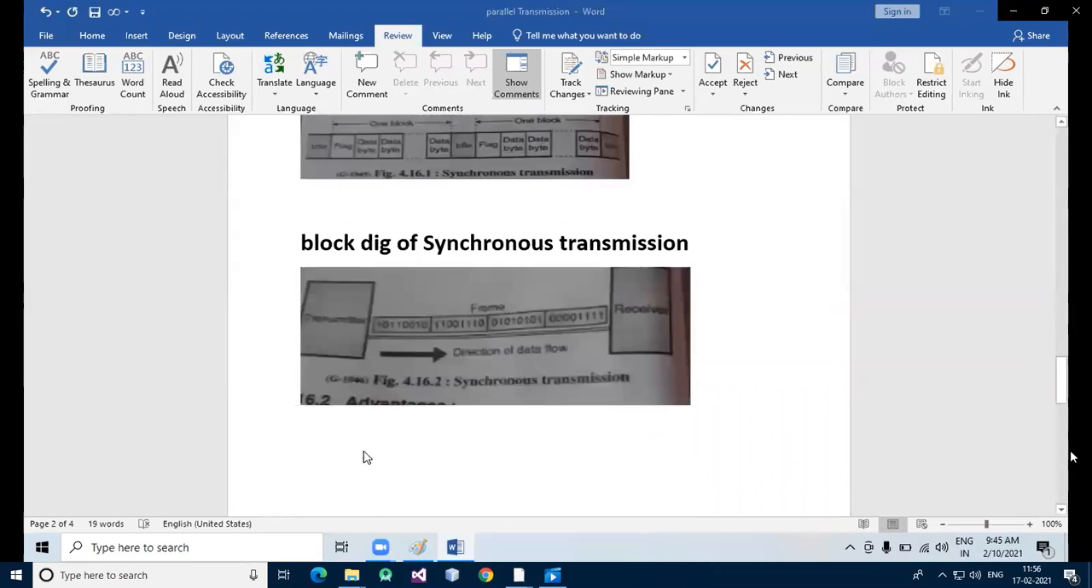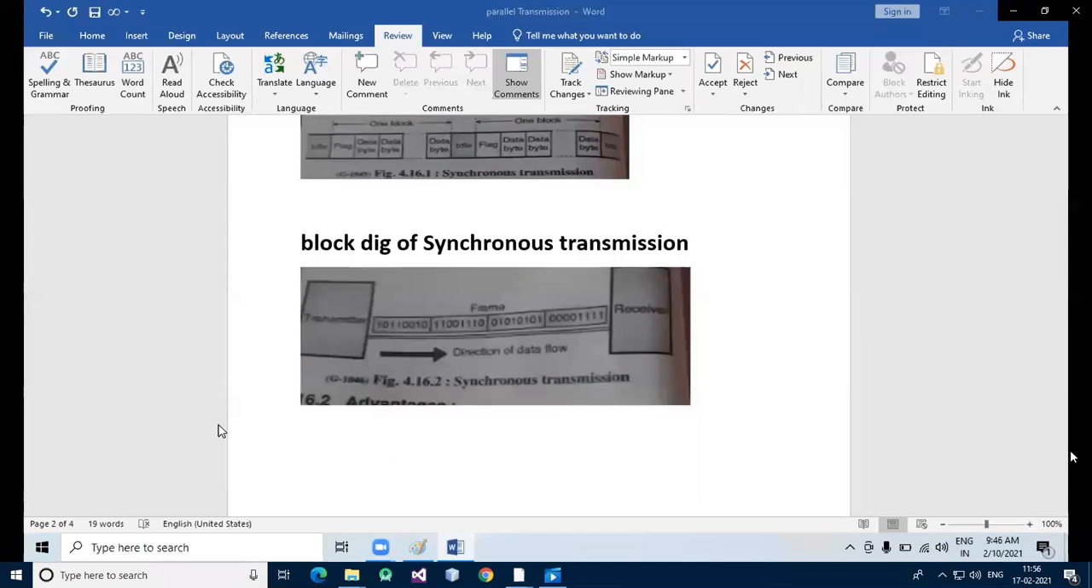This is the block diagram of synchronous transmission. In this diagram, you can see the block scheme of synchronous transmission, note the absence of gaps and start-stop bits. The advantage is that the speed of transmission is much higher than that of asynchronous transmission. This is due to the absence of gaps between the data units and the absence of start-stop bits. Start and stop bits are not needed anymore.